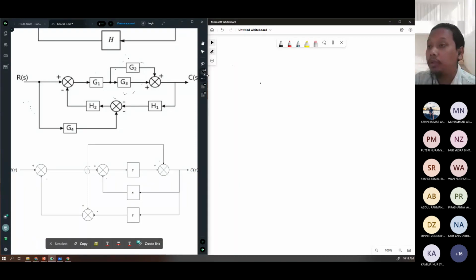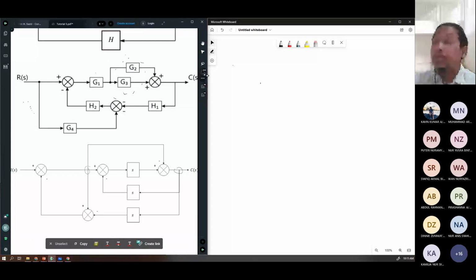To shift this pick-off point, we can shift this to the right. It would jump over several things like a summing junction, the blocks, and also another summing junction. So we cannot shift the pick-off point. Similar to this pick-off point here, if we want to shift to the left, we cannot do that.